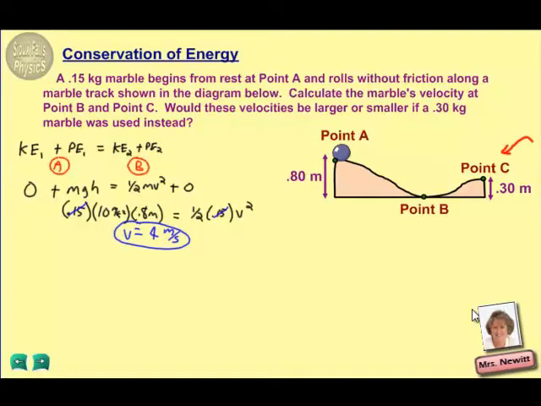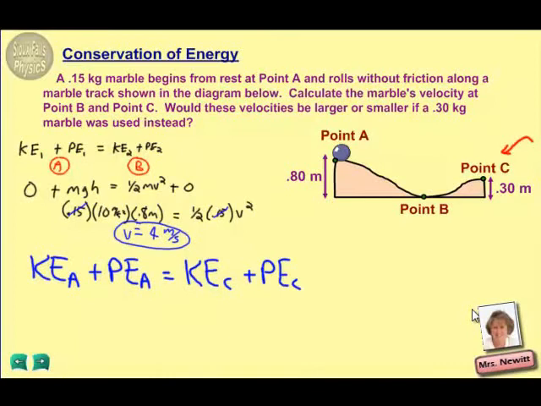So let's start by setting this up, and we're going to use the same equation that we did earlier. Kinetic plus potential equals kinetic plus potential. This time, to make it easier to keep track of the points we're dealing with, we'll put the point A in as the subscript, and then we'll have kinetic and potential at point C on the second half of the equation.